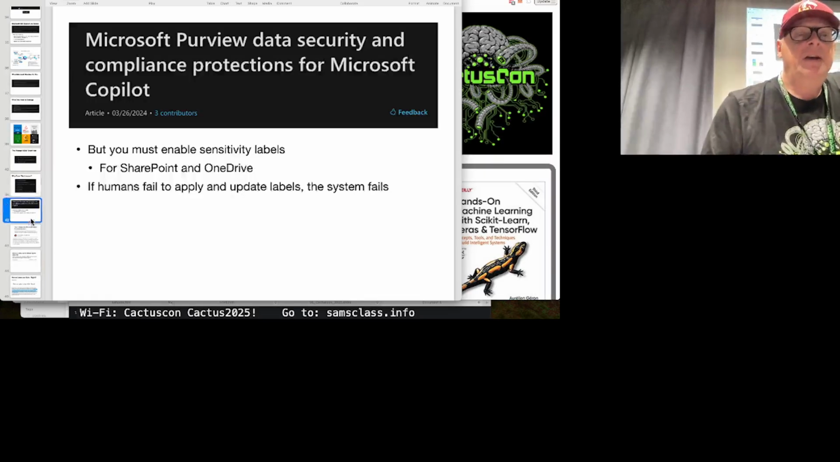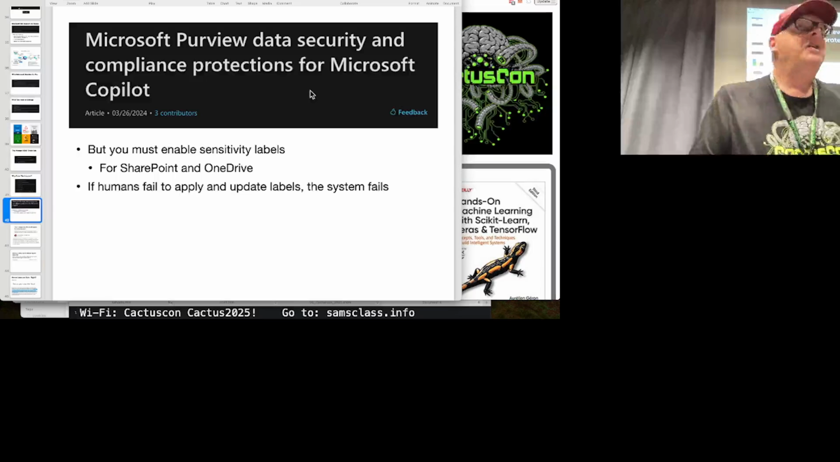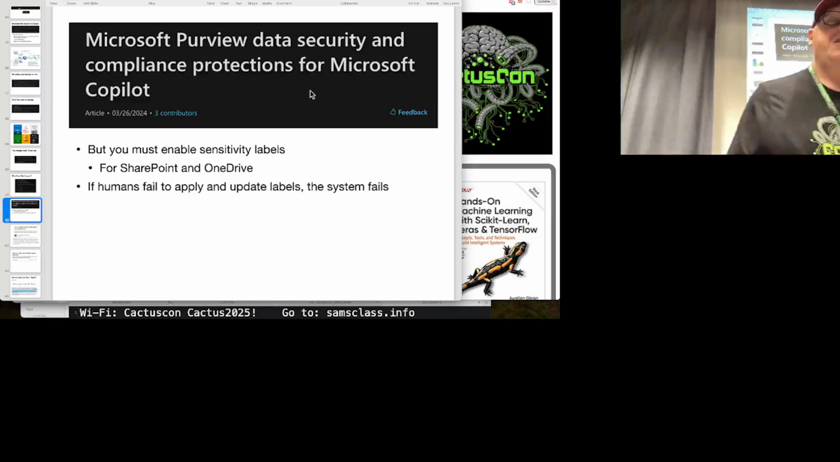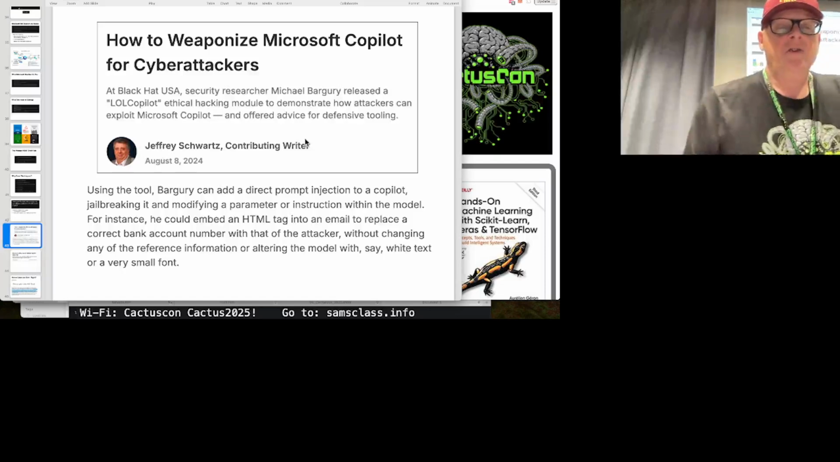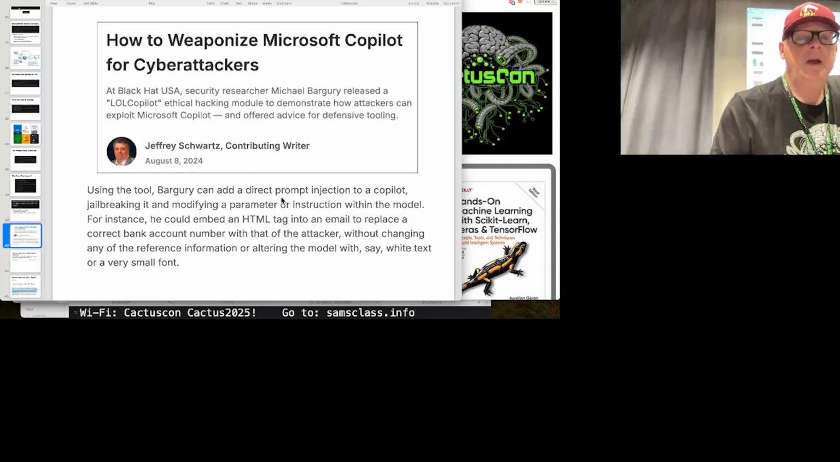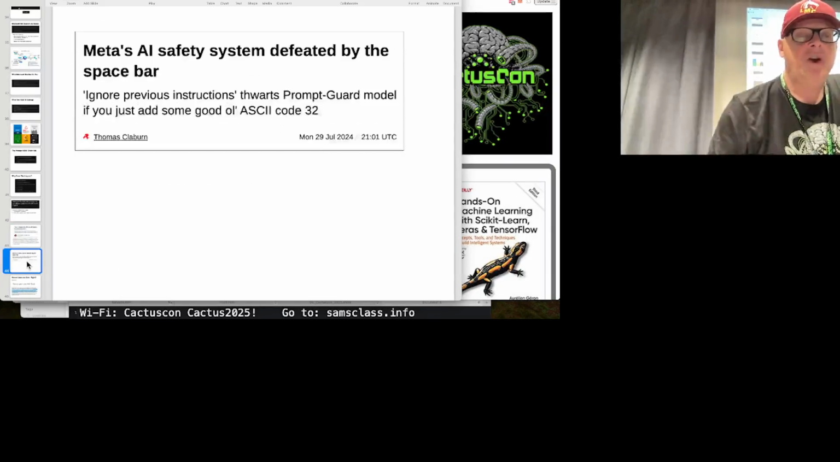So Microsoft Purview is their technology to control the sensitivity of the things Copilot finds, but it relies on you labeling the documents, which nobody is actually doing. So that's a thing to know. And there are other flaws here. Prompt injection is a big deal, and that's what we're going to start with here.